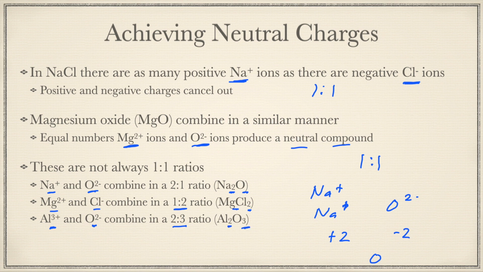And the way that kind of works out is, if you think about it, if I have 2 aluminums, well, 2 times +3 is +6. If I have 3 oxides, well, 3 times -2 is -6. So if I add those together, I get a 0 charge.